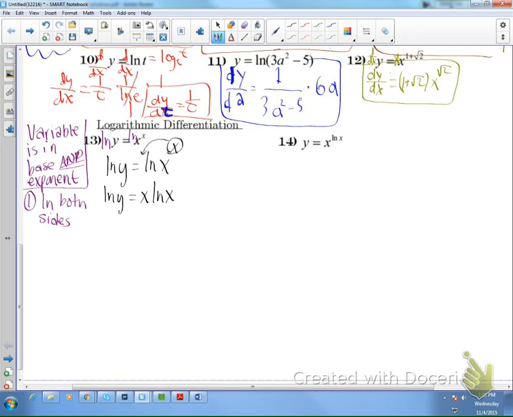Can we take the derivative of something that looks like this? Yes. What rule is this? How many functions are right here? It's not chain. It's not a function in a function. It's product rule. We have a linear function times a natural log function. That's product rule. So next step, d dx both sides.